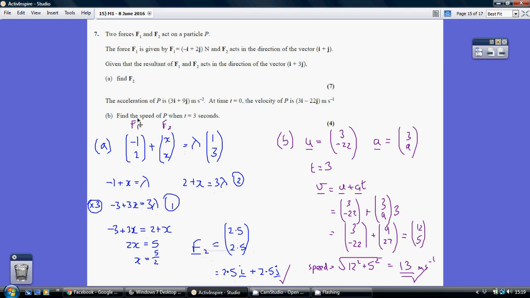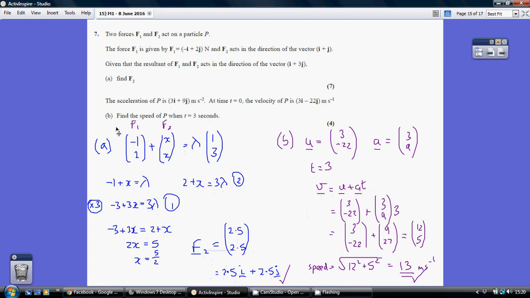Now for part B, I need to find the speed of P when t is 3 seconds, and I'm given the acceleration is (3, 9), and I'm given that the starting velocity, so u, is (3, -2). So just using v equals u plus at, but in vector format, I've got vector v equaling u plus a lots of t. So that's basically just using this SUVAT equation. So the vector v is therefore (12, 5).